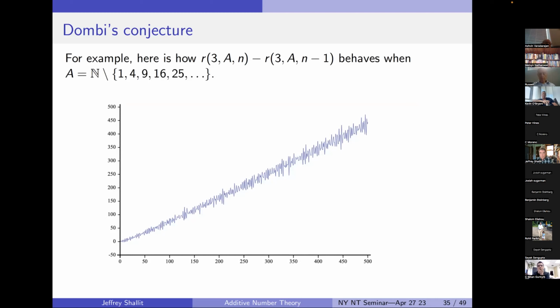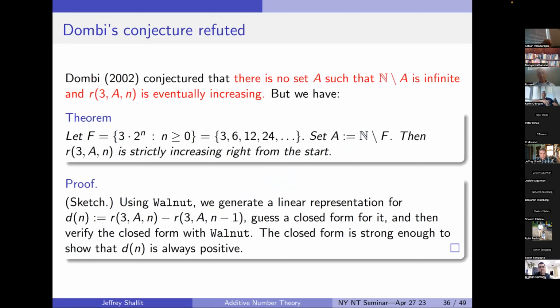And then I computed R3A(N) minus R3A(N minus 1). So here the complement of A is the squares, and that's pretty sparse. You can see this difference is growing kind of like N. It looks like it's about 0.85N. But there are fluctuations, so it's not strictly increasing. So there could be these fluctuations.